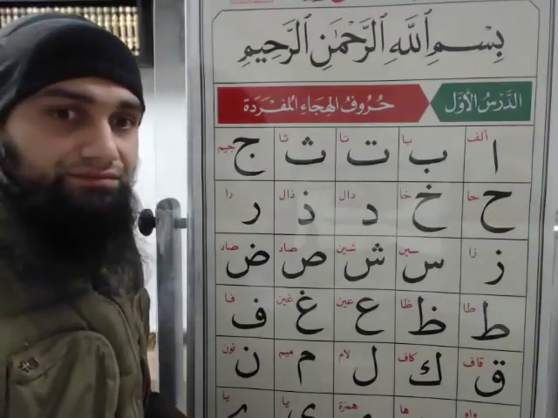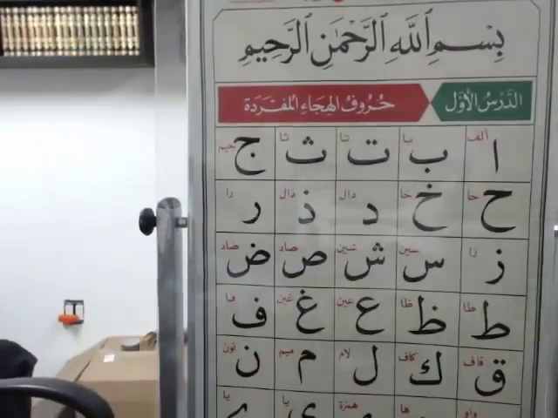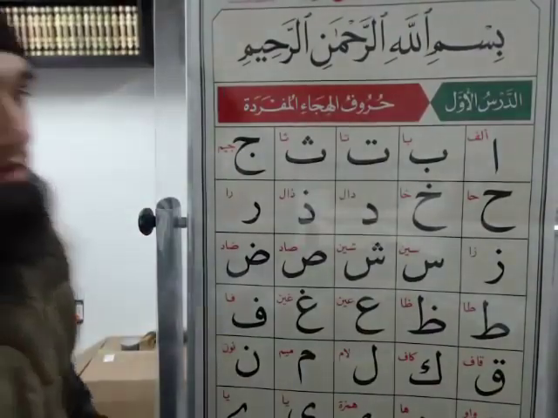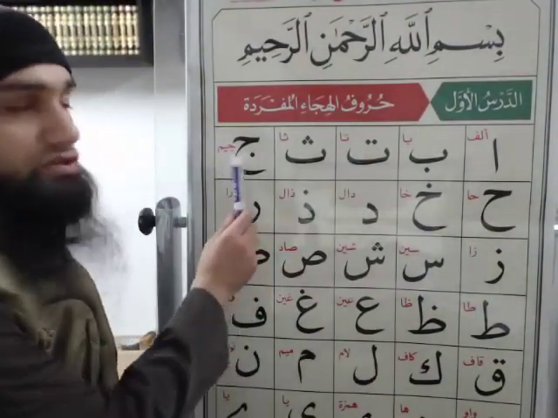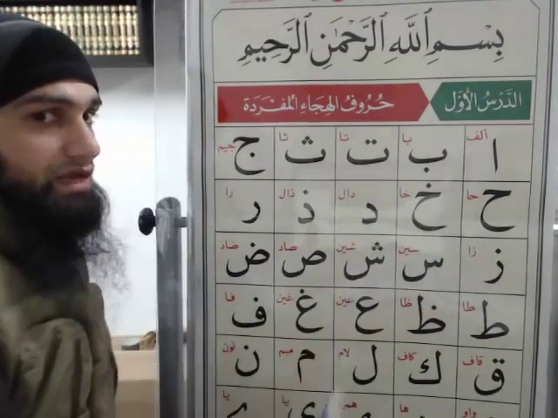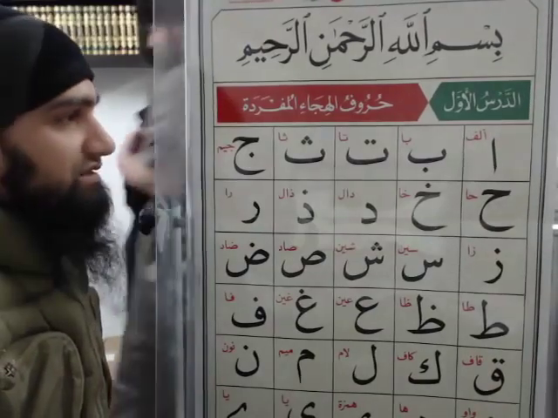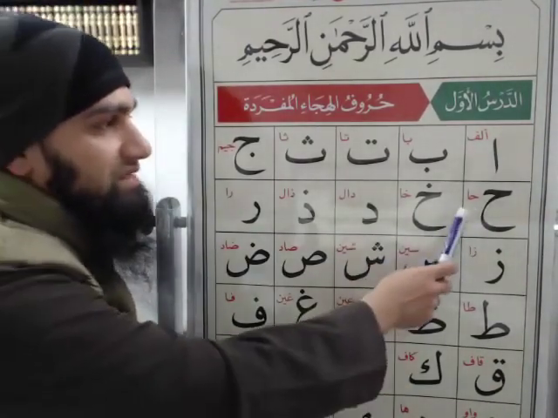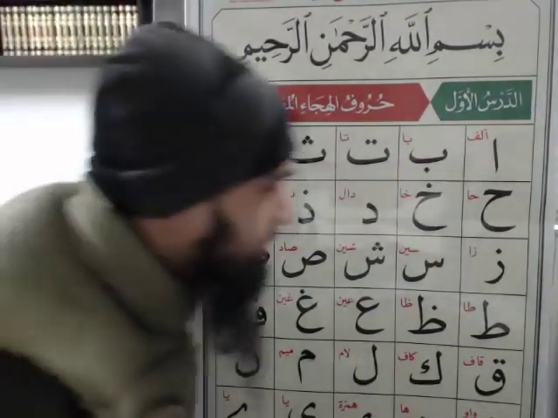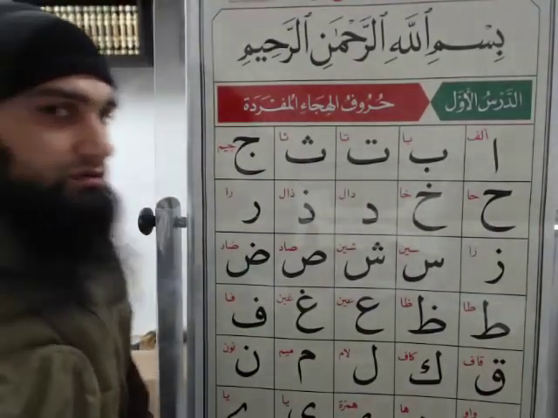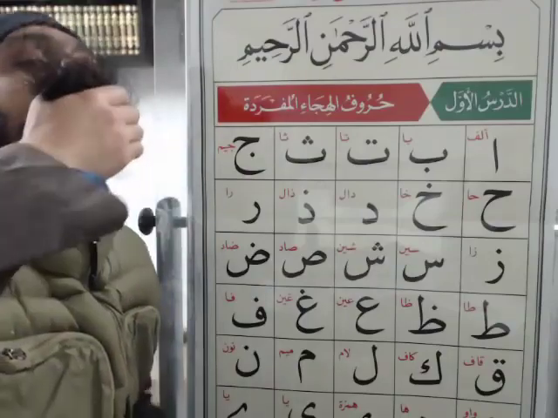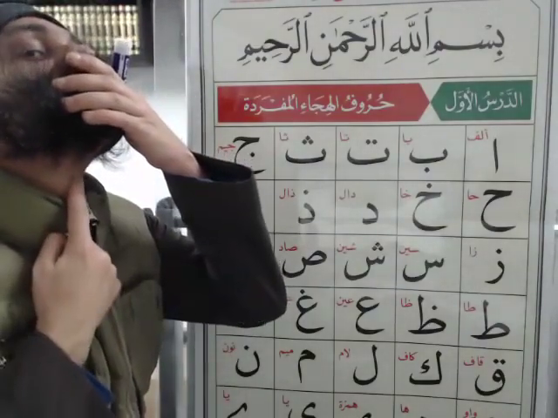Okay, now next letter. The next letter looks like jim, but has no dot. Jim has a dot on the bottom, but this has no dot. This letter is also a light letter, ends with alif, so you're going to make it long. It comes from the middle of the throat. My beard is blocking. The middle of the throat.